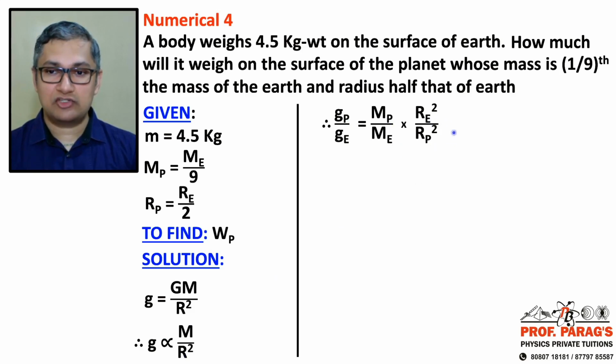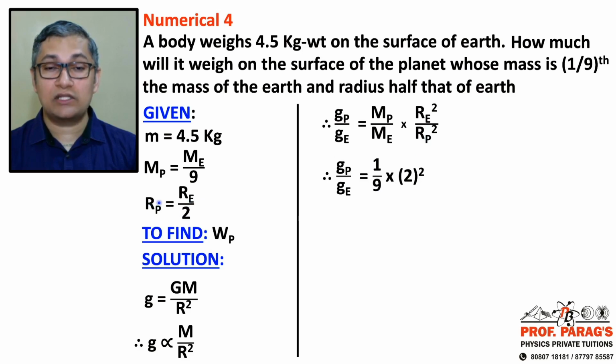Why is the ratio reversed here? Because it's inversely proportional, and we have to square it. So get the numbers from the data. Mp upon Me is 1 by 9, 9 in the denominator, and Re divided by Rp, so Rp goes in the denominator, the number 2 in the numerator. So Re by Rp is nothing but 2, and 2 squared is going to be 4. So I'm going to get gp is 4 by 9 into ge.